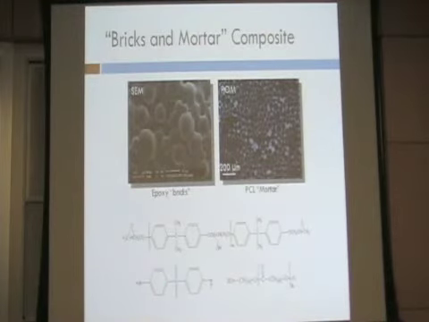And the blend shows a phase-separated morphology where the epoxy thermoset forms spheres 50 microns in diameter in a continuous thermoplastic PCL matrix. We see that all the spheres are interconnected, so they can dominate the mechanical properties to make the material both strong and durable. We term this material a briquettes and mortar composite.